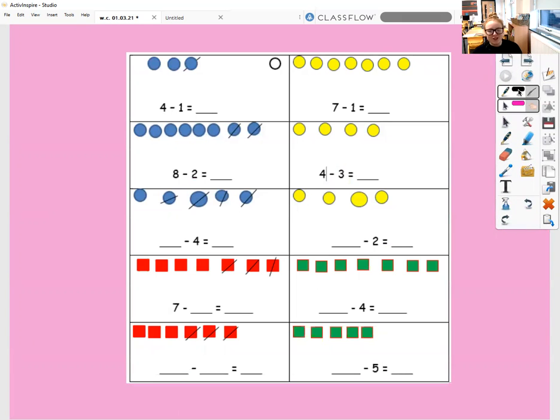Okay, Year 1, your worksheets for today are on the screen. I'm going to leave them there for a few seconds so you can copy them off here. You can download them off the school website or you can pick up a copy from school.